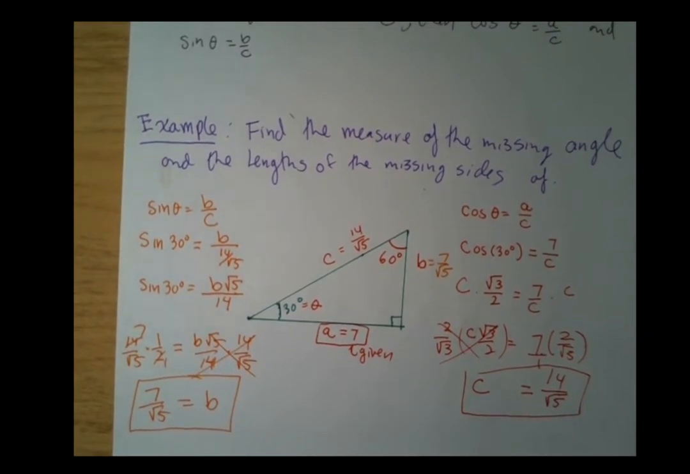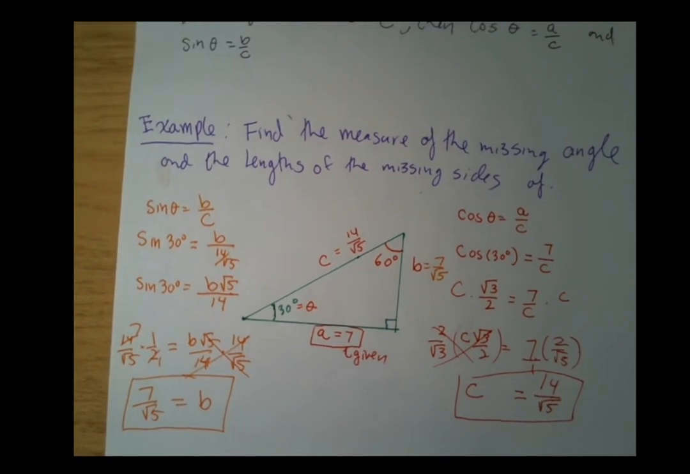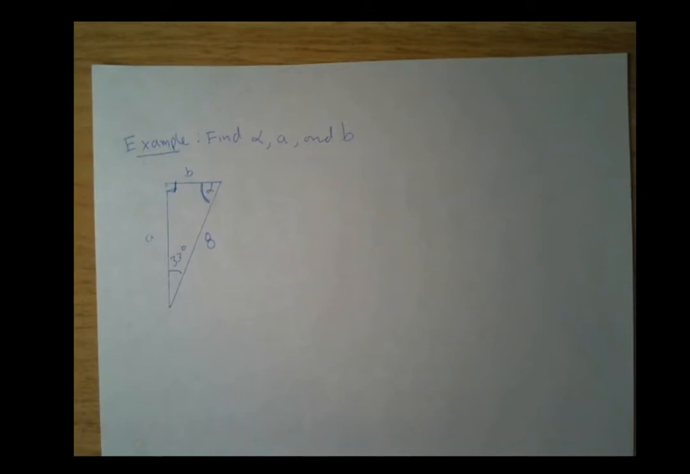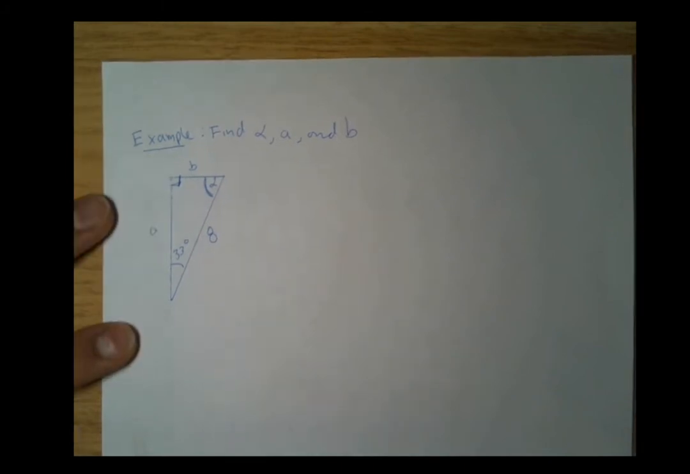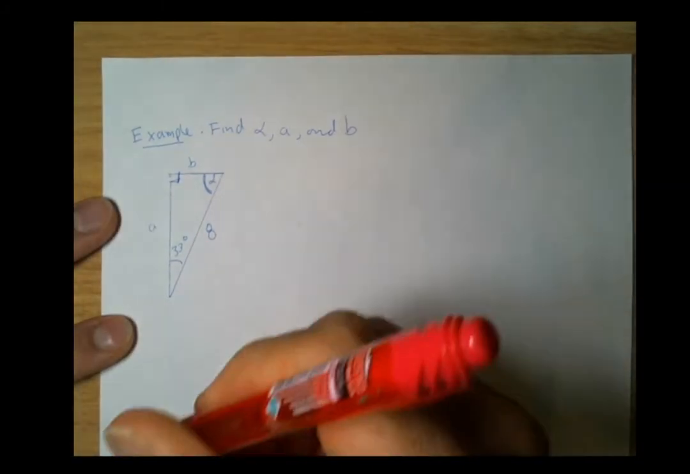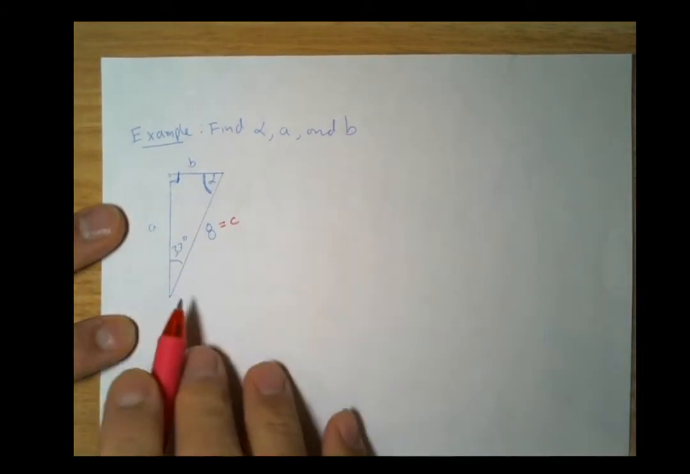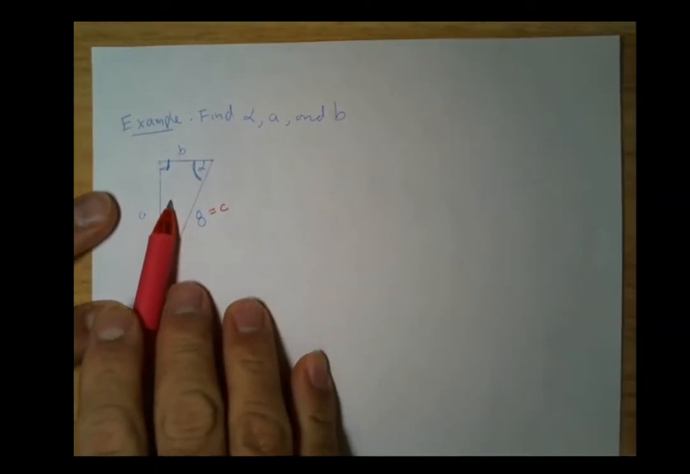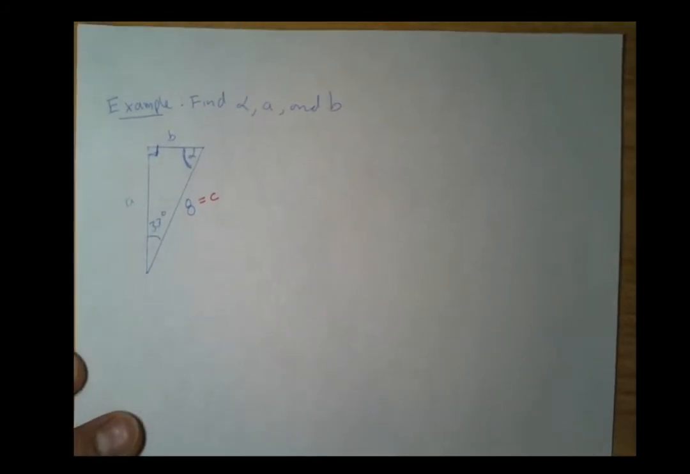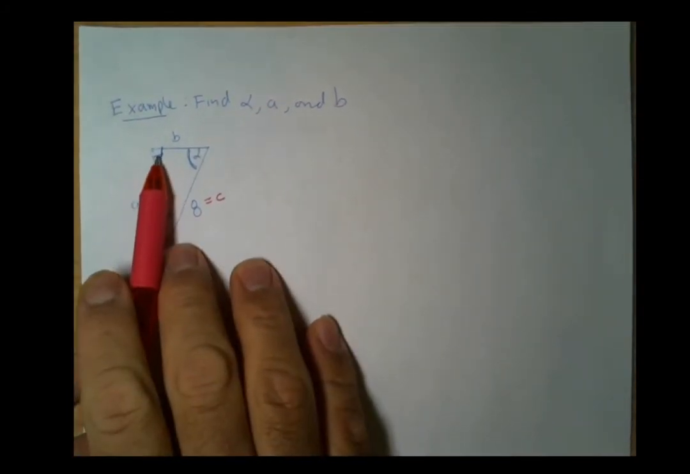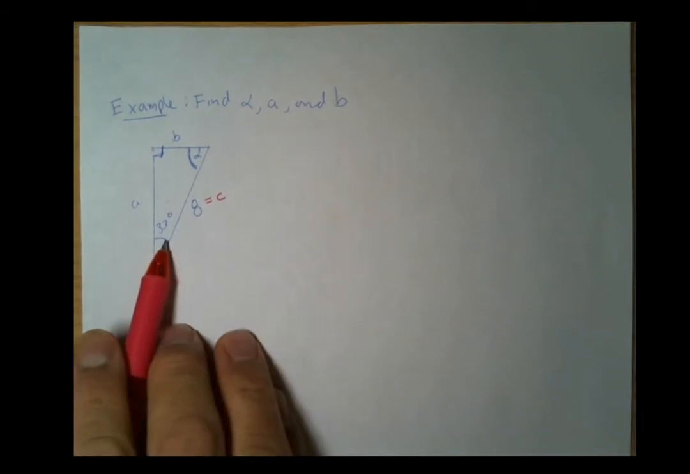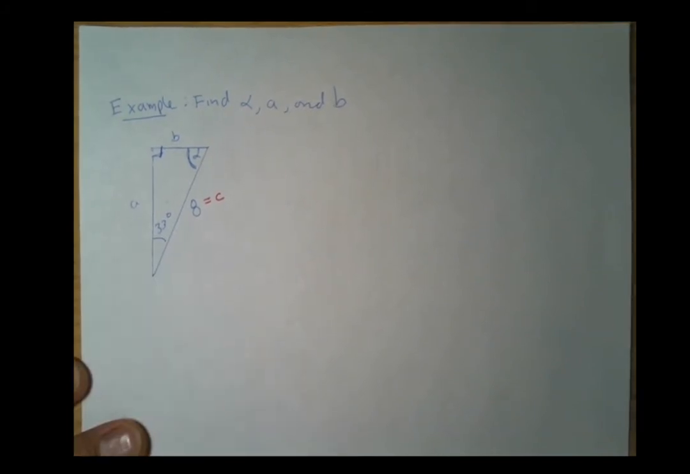Okay, now let's do one more example here, where we use this theorem. So here we're asked to find alpha, a, and b. Now in this case, we're given the hypotenuse, right? So this is our c. The hypotenuse, again, how do I know it's a hypotenuse? It's the one opposite the right angle. Okay, and we're given sine of 33 degrees.